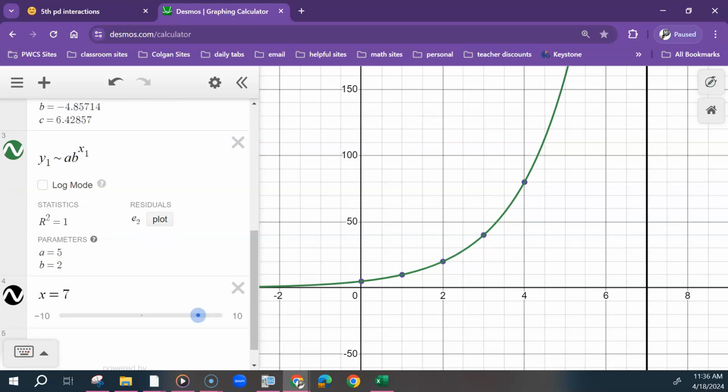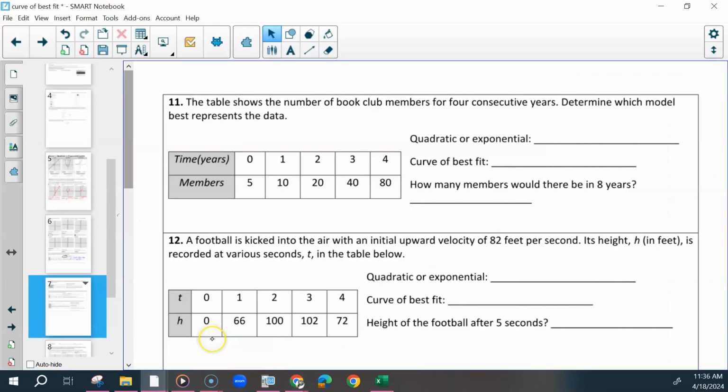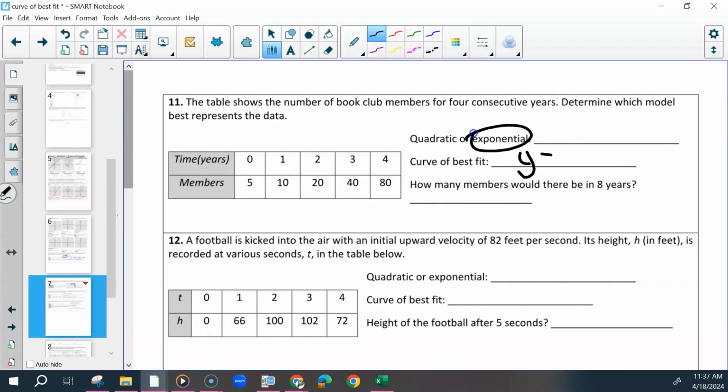And also, realistically, book clubs don't grow exponentially like this, but it depends on the book, author, genre. But usually, they don't grow this big. So that equation would be y equals 5 times 2 to the x. How many members would there be in 8 years? 1,280. Yes. Again, usually this is not going to happen, but in this theoretical math case, sure.